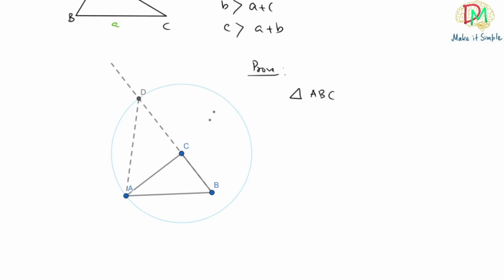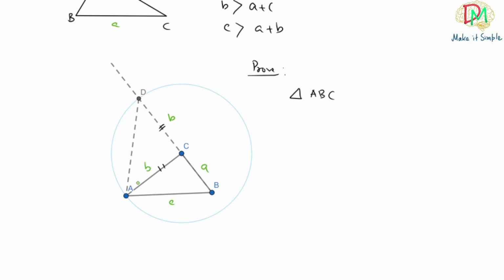With radius AC and center C, we draw a circle and extend this BC, which cuts at D. So we can say that these two are the radius, so DCA is an isosceles triangle. In triangle ABC, the lengths of the three sides are: opposite to angle A is A, opposite to angle C is C, and opposite to angle B is B. Since it is equivalent, this length is also B.